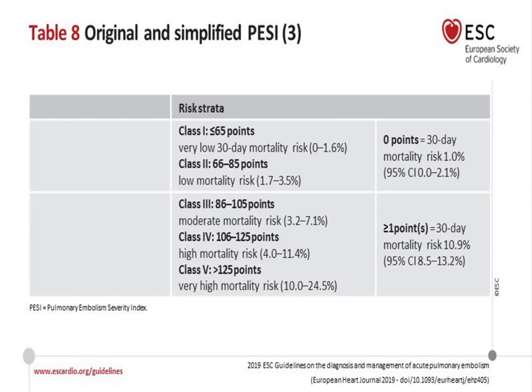a class of PESI. Class 1, less than 65 points, very low 30-day mortality risk. Class 2, 66 to 85 points, low mortality risk. Class 3, 86 to 105 points, moderate mortality risk. Class 4, 106 to 125 points, high mortality risk. And Class 5, more than 125 points, very high mortality risk.